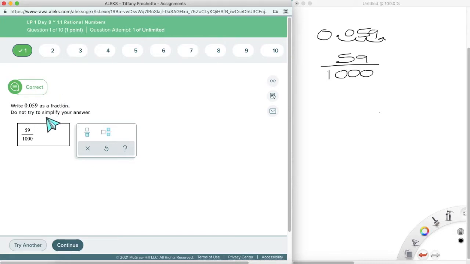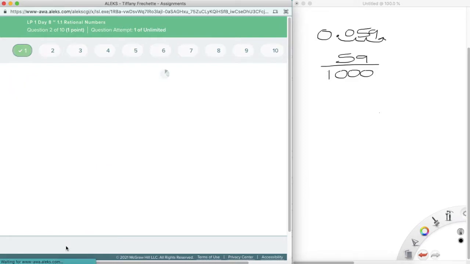It said incorrect, try again. So it's not just going to be a red X immediately. You have to get it wrong. I think it's 2 or 3 times before you get a red X on there that says you just have it wrong. But it will give you a chance to correct it. If I click continue, it'll go to the next one here.